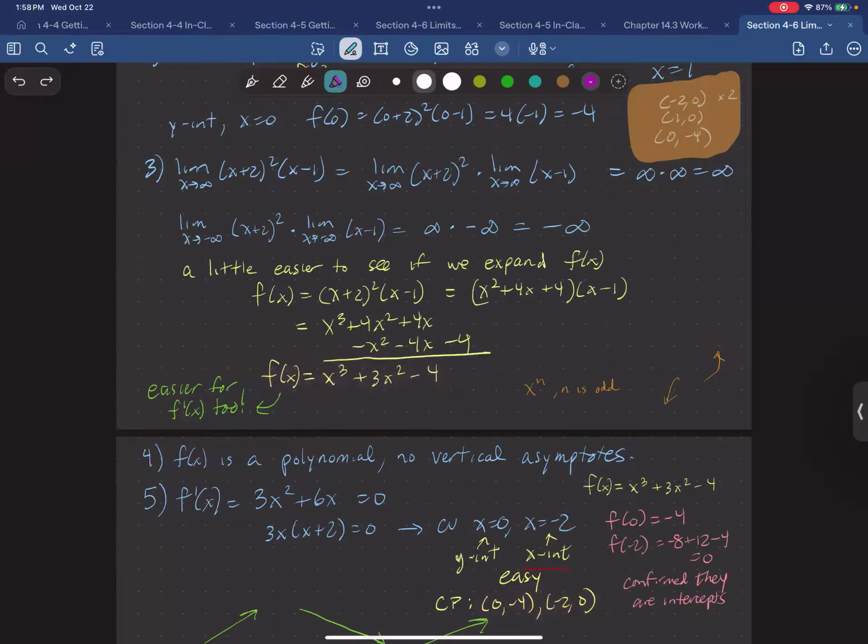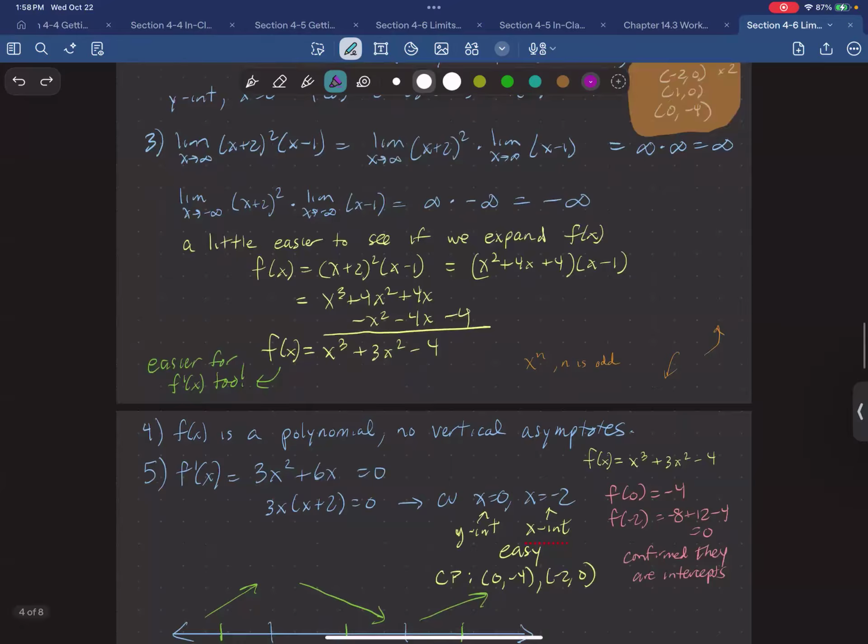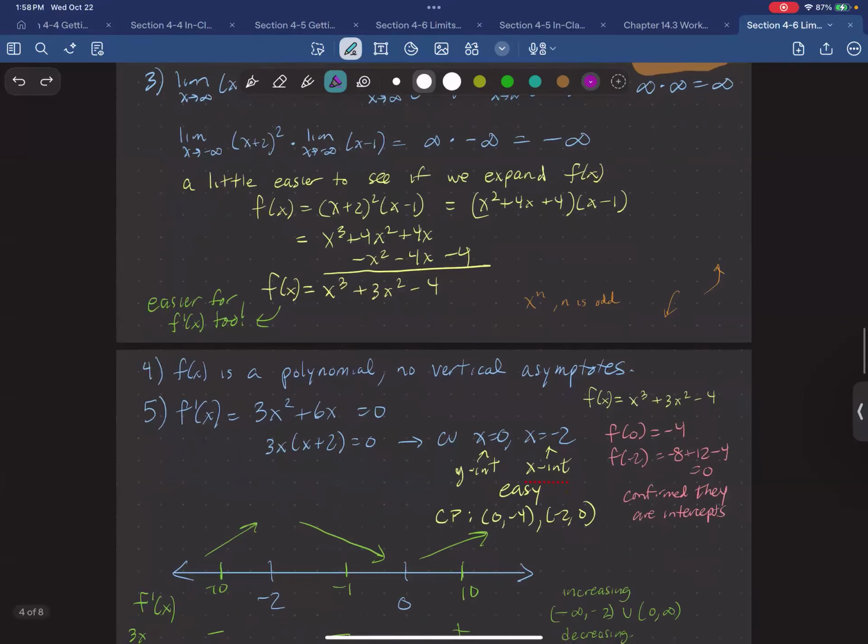So we are going to make a sign chart now. We're going to plug in our critical points there and there. They give us a little boundary kind of thing. We do some test points on the derivative. So if I plug in like negative 10, I get negative for 3x. I get negative for x plus 2. So a negative times a negative is a positive. Positives go up.